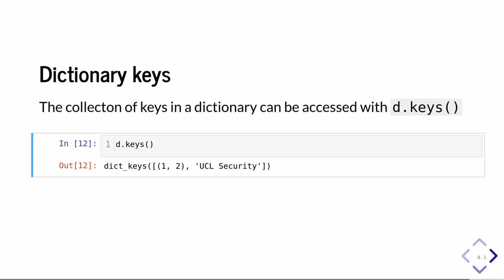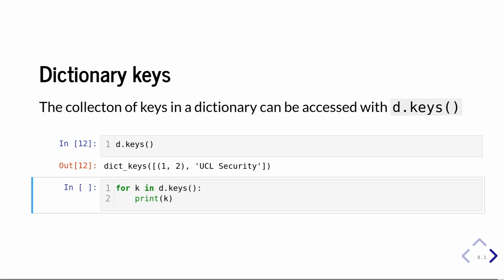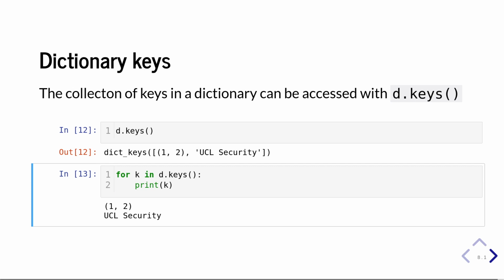And you can actually use this, for example, to do for loops. If you want to do something for each key in a dictionary, for example, if you just wanted to print out all the keys, you could do a for loop where you said for k in d.keys. And what that would do is execute the indented code following line 1 for each key k in your dictionary. I've just got a print statement there, and I've got 2 keys in my dictionary, the tuple 1, 2 and the string UCL security. When I run this, it just prints out those 2 keys.